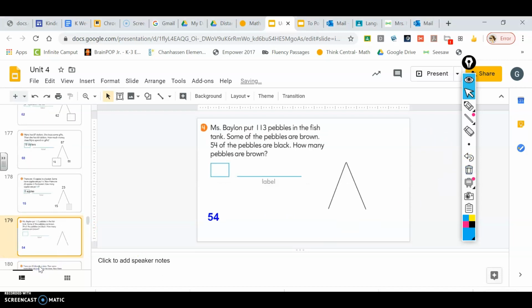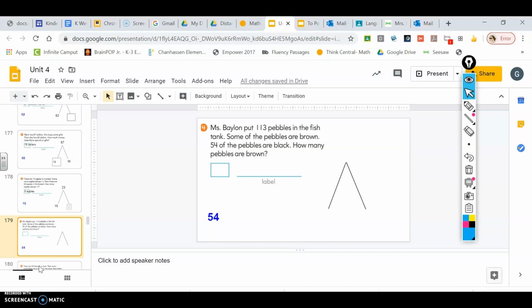And here, I am going to have you try this one on your own first. So I'm going to read it to you, and then I'm going to have you push the pause button, try it on your own, and then you can hit play again and have Mrs. Mettert show you whether your answer was correct or what you need to change. So number 4 says, Miss Balin put 113 pebbles in the fish tank. Some of the pebbles are brown. 54 of the pebbles are black. How many pebbles are brown?